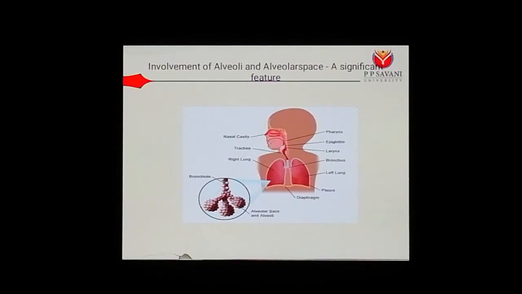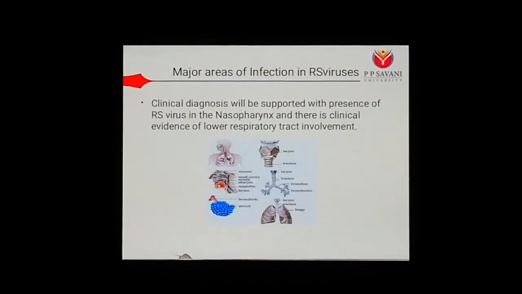Here is how RSV infects. Major areas of infection in RSV: mainly, it infects the nasopharynx.